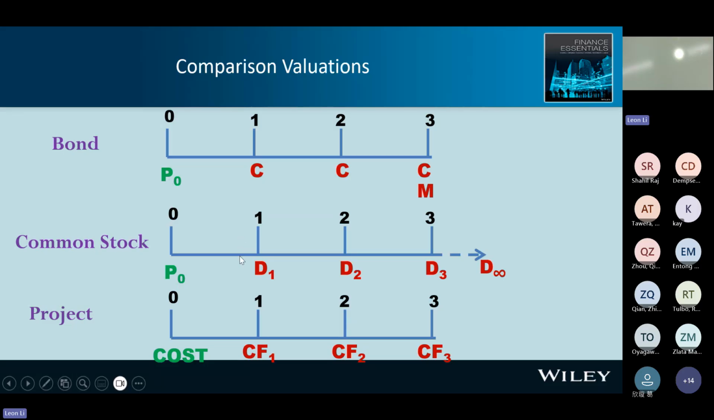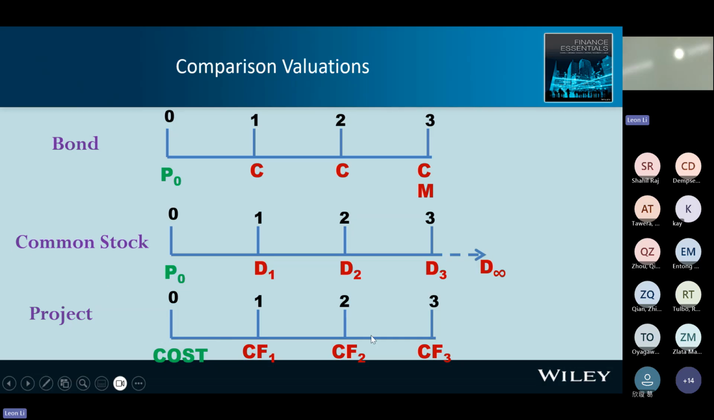Common stock: dividends forever, because a common stock has no maturity date. So we have dividends forever. And D1, D2, D3, that means they are unequal. Unequal dividends forever. Then we can use the DGM model to decide the stock price or share price today.